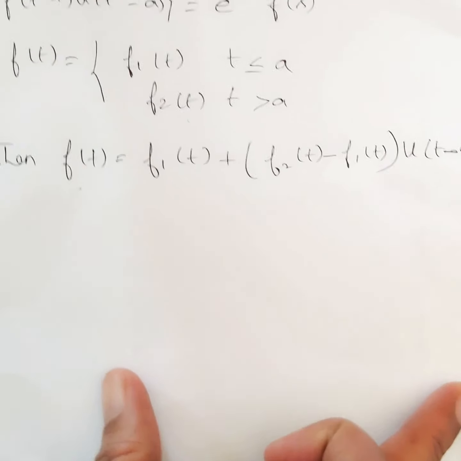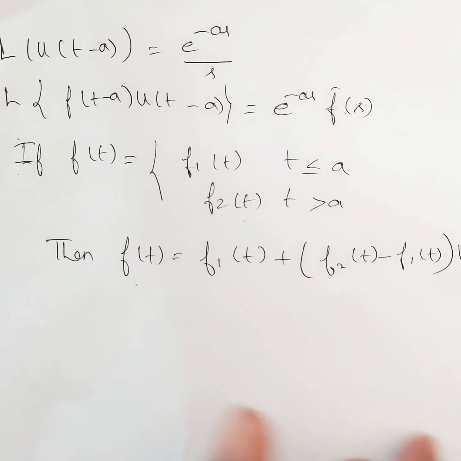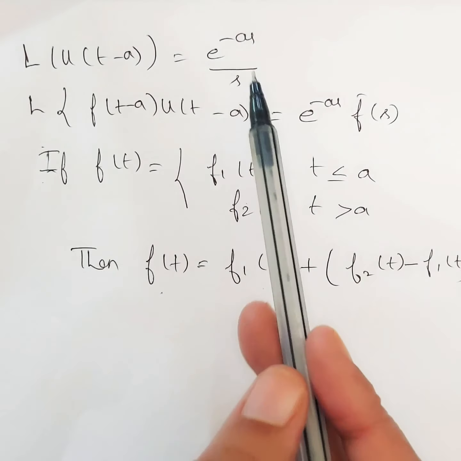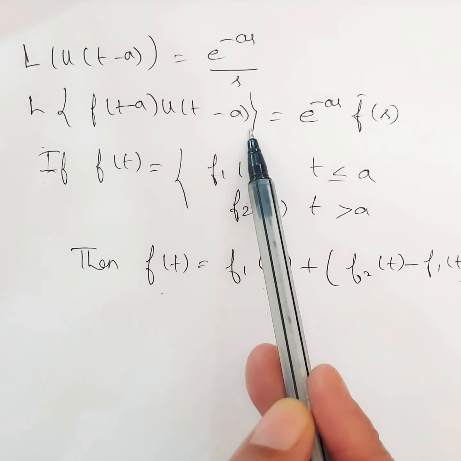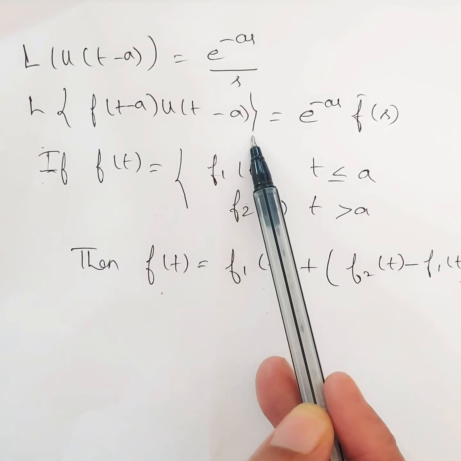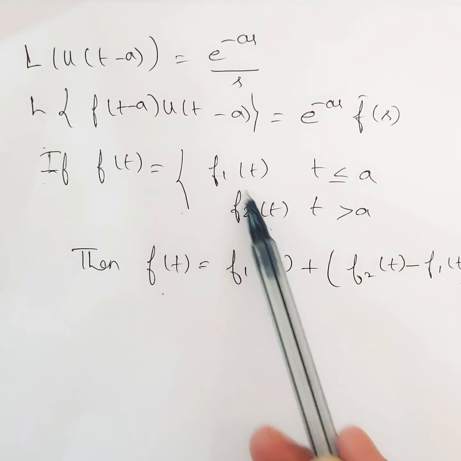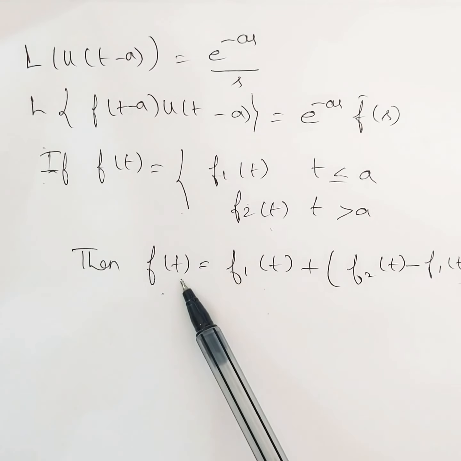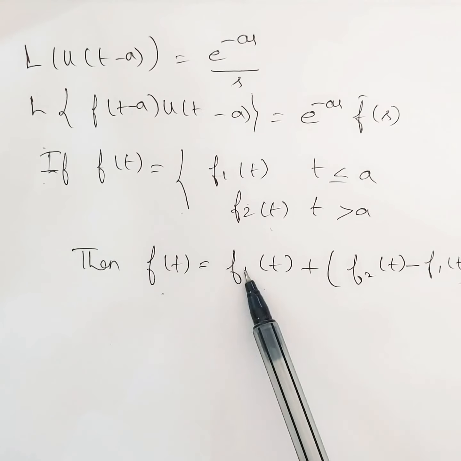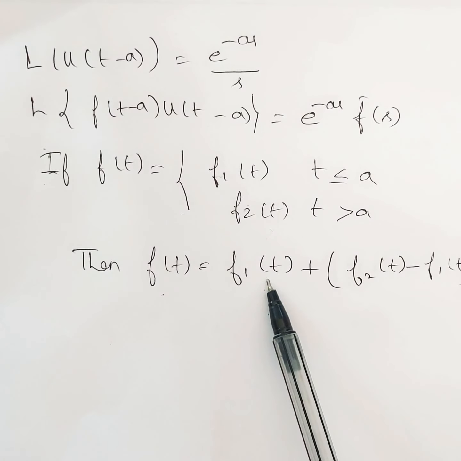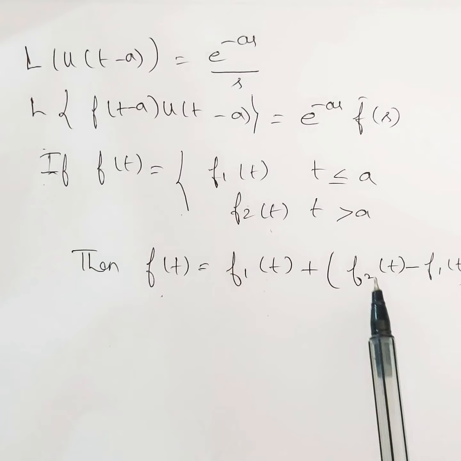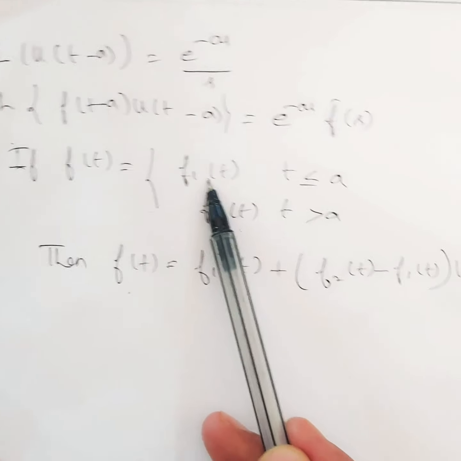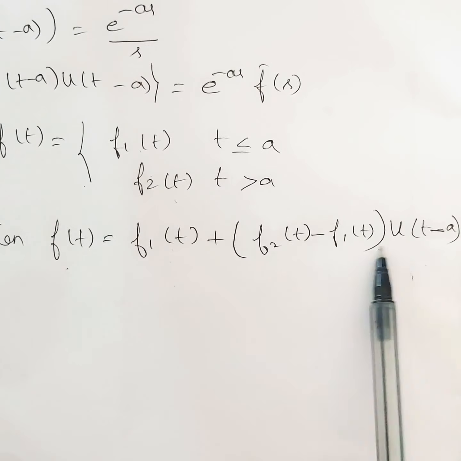So first we have Laplace of u of t minus a is e power minus as by s, and the second one is this, we have done problems based on this. And third one is, if it's a discontinuous function, then I have to write it like this: f of t is the first function f1 of t as it is, plus second minus first, that is f2 minus f1, into u of t minus a.